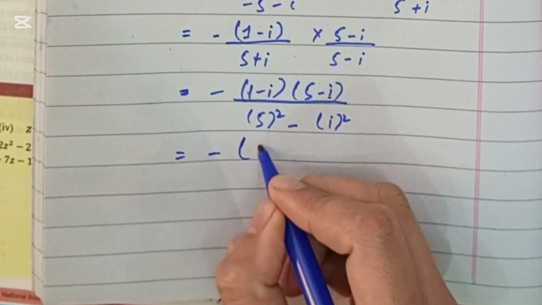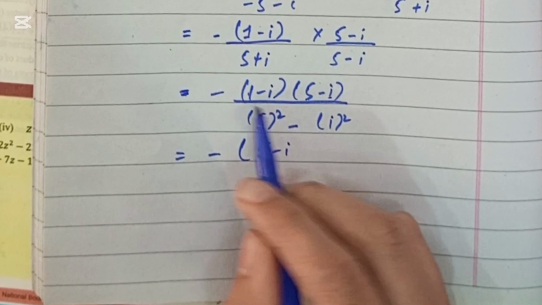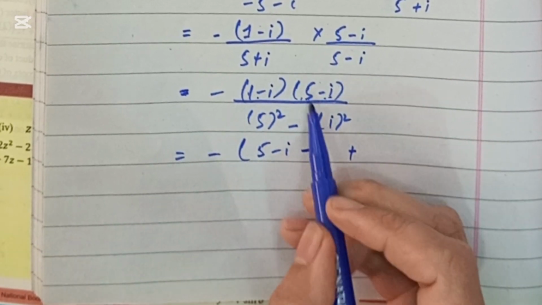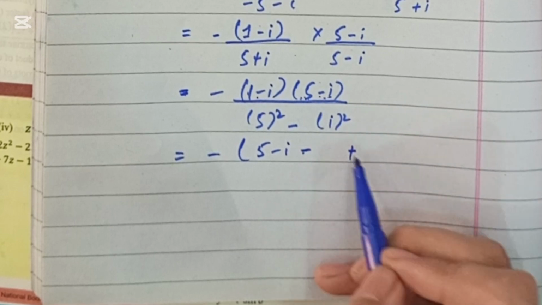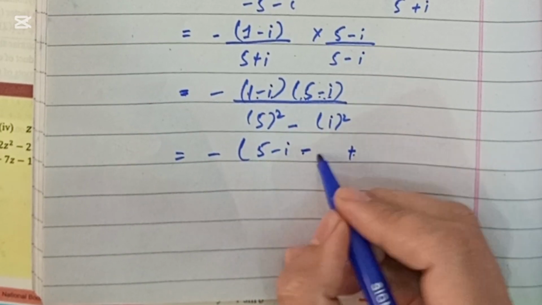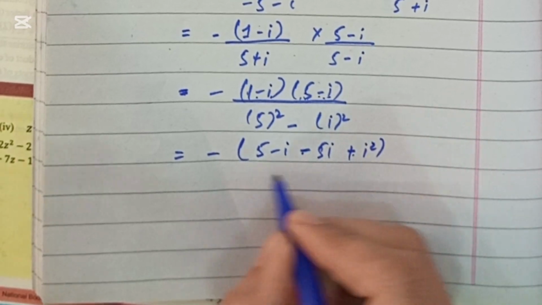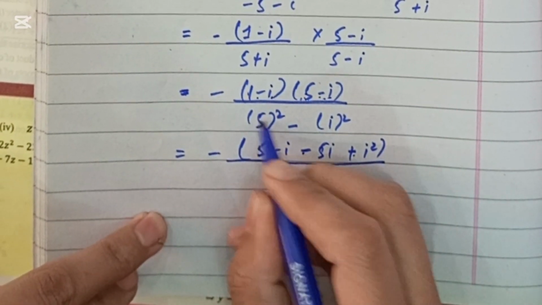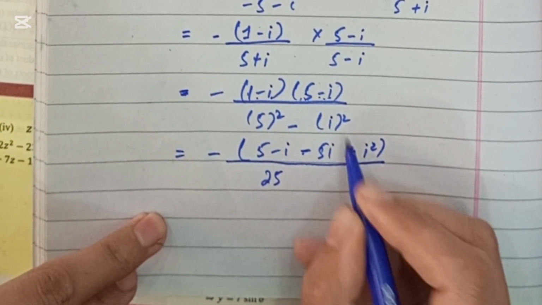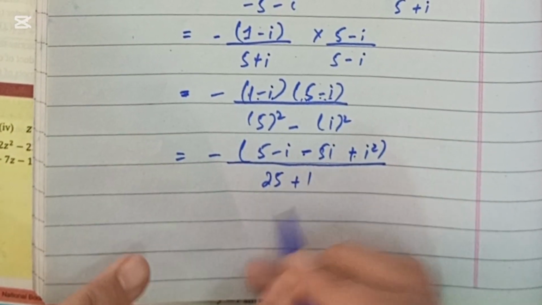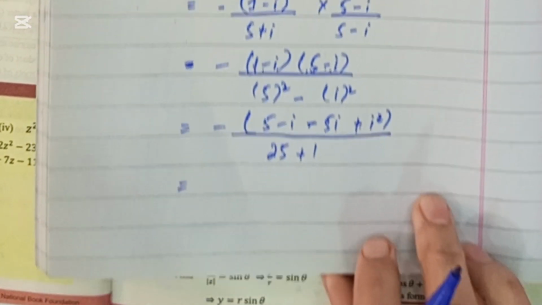Multiply this 1 with these, we'll get 5 minus iota, and when the minus sign is multiplied, the sign will be changed to the opposite. This will be converted to minus, and this will be positive. Now iota into 5 is 5 iota, and iota into iota is iota square. Okay, 5 into 5 is 25. Iota square is always minus 1. Minus into minus is plus. It will be turned into 25 plus 1, 26.